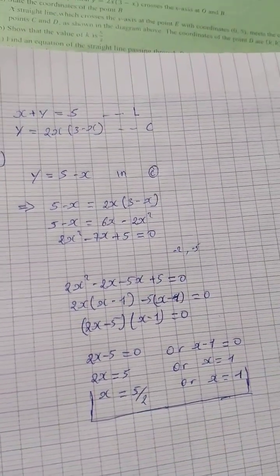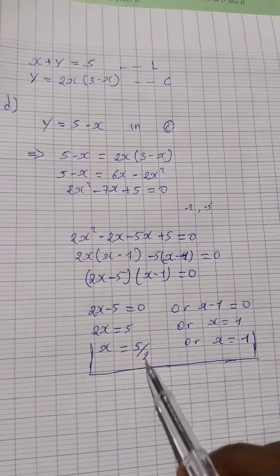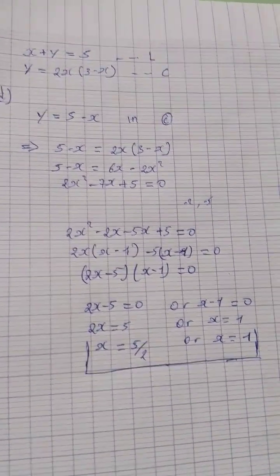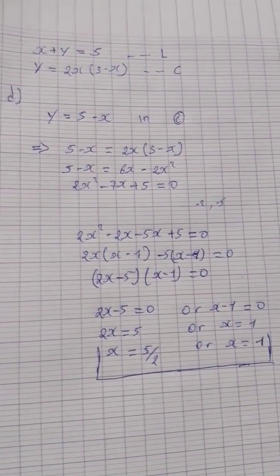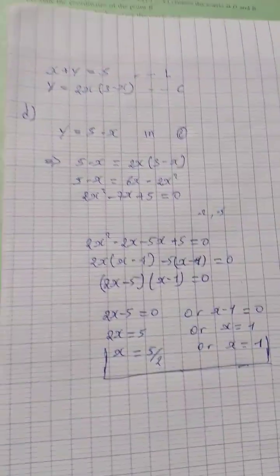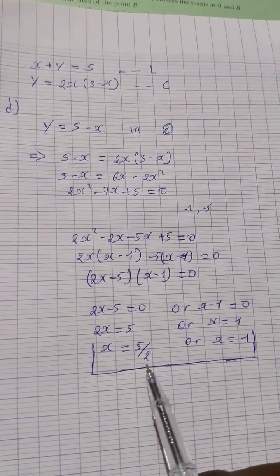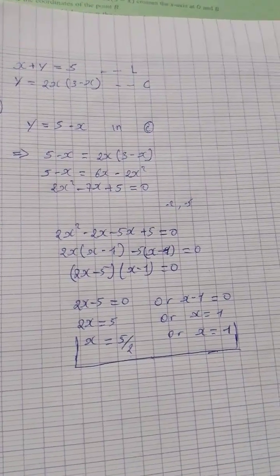Okay, we are going to analyze these two answers together. We have the values x equals 5 on 2 and x equals 1. That's where the graph and the line meet. Now between 5 on 2 and 1, which one is greater? It's obvious that 5 divided by 2 is greater than 1.